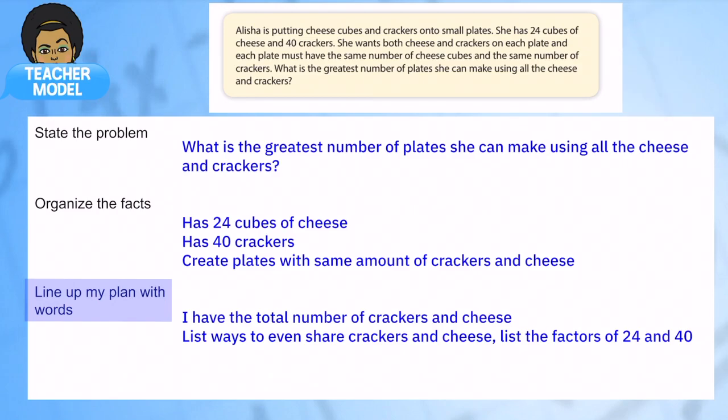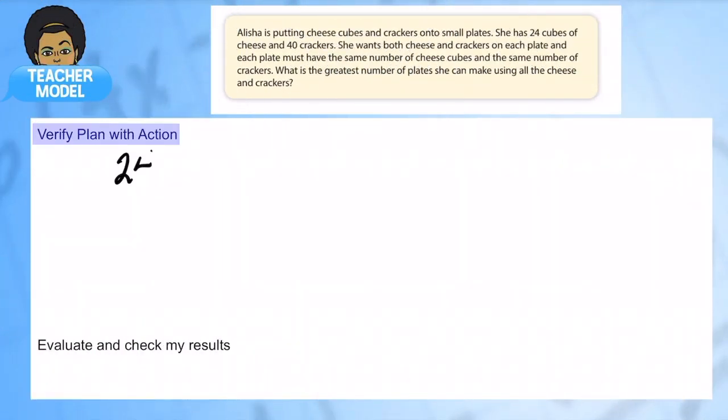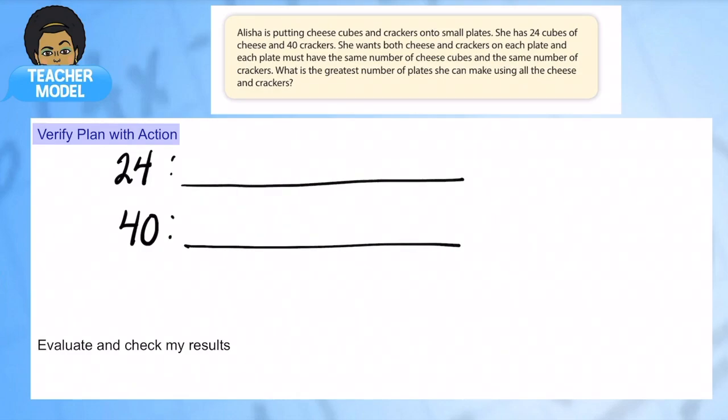And now let's see the plan in action. So we're going to start by listing. Remember, I'm starting with this as a total. So my number should be less. I'm not going to have more than 24 or 40 on every single plate. And the trick to this is we want factors. So I'm going to list using my factor rainbow and starting with my biggest number first. And I'm thinking about ways to evenly share for both. So give yourself space and room.